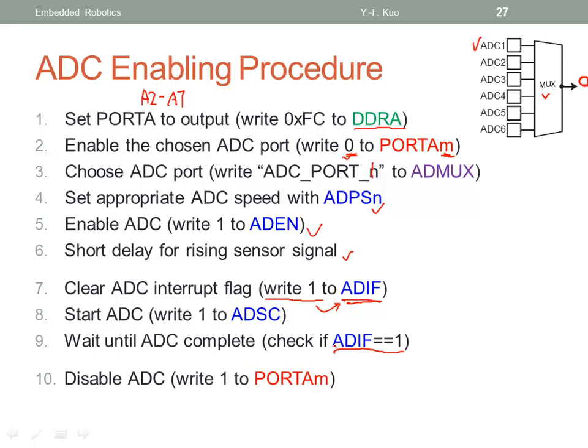And then after the ADC is done, we disable the ADC. We actually disable the sensor. We write 1 into this port A, then we disable the sensor. So what if you need to use the sensor continuously? That's easy. You just put a while loop here.